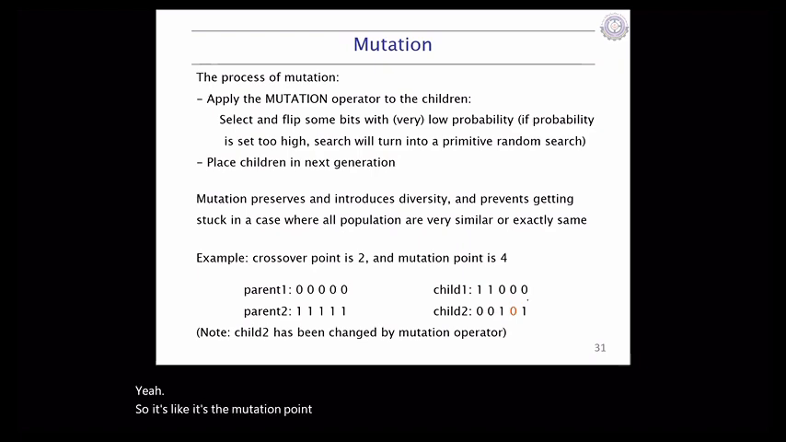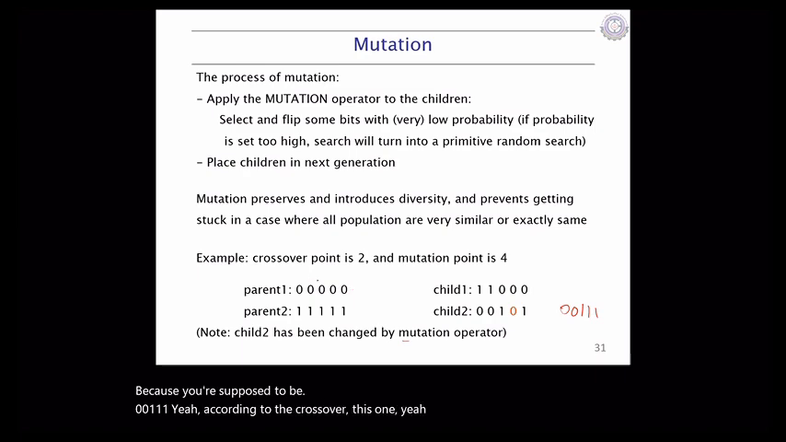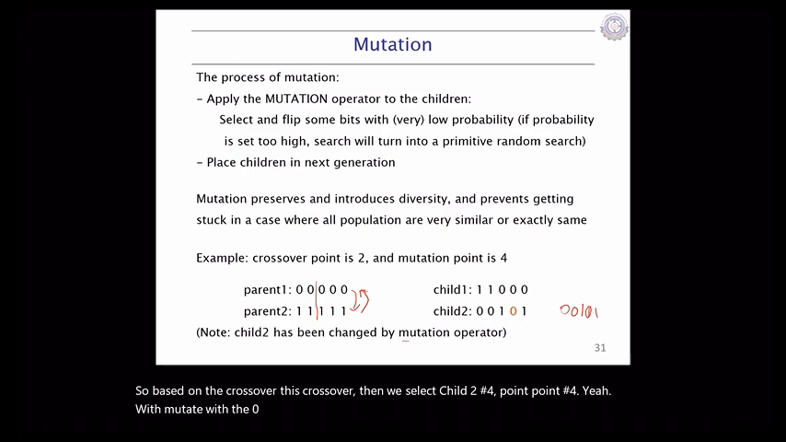So child number 2 has been changed by the mutation operator, because it was supposed to be 0, 0, 1, 1, 1 according to the crossover. So based on this crossover, we select child 2, point number 4 here, and mutate it with the 0, and we'll get this mutation.